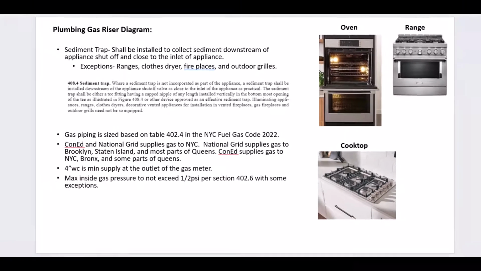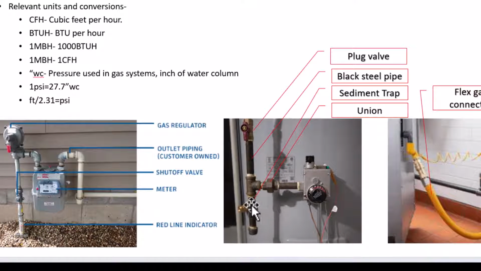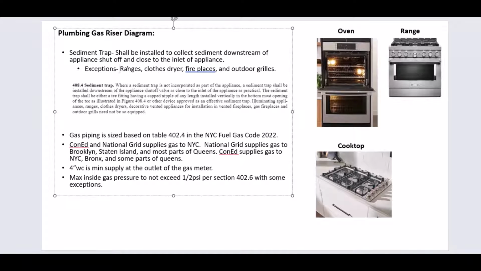So going back to, let's say, this picture here, this is the shutoff and this is the sediment trap, so it's downstream. Downstream means basically in the direction of the gas flow. So if gas is going this way to the appliance, downstream of the valve would be this section here, and upstream of the valve would be up here. So the sediment trap would be downstream of this valve, closest to the appliance. And this is required by code. And the exceptions are these things right here.